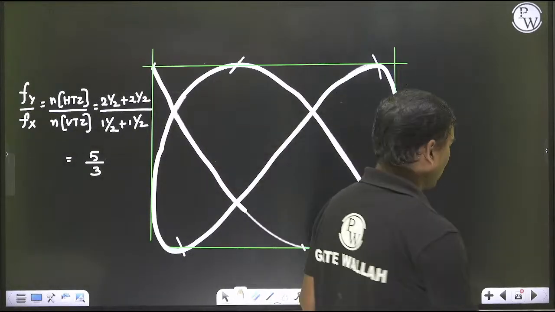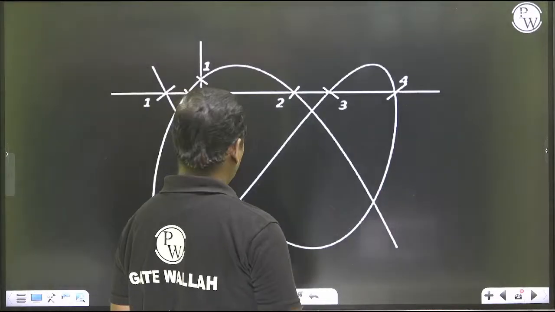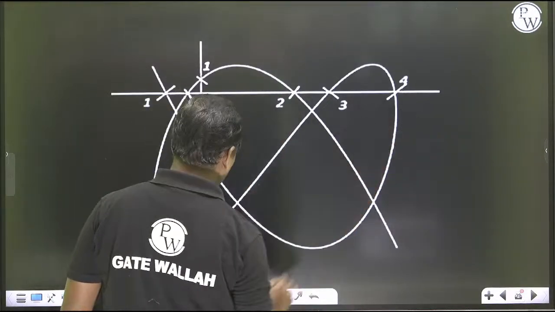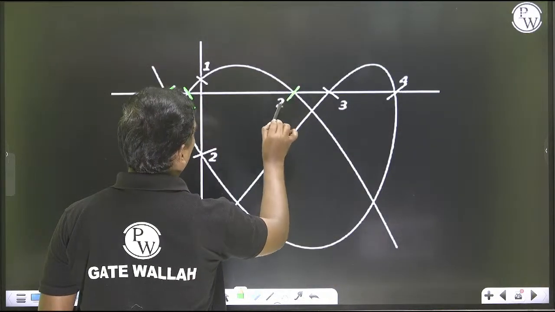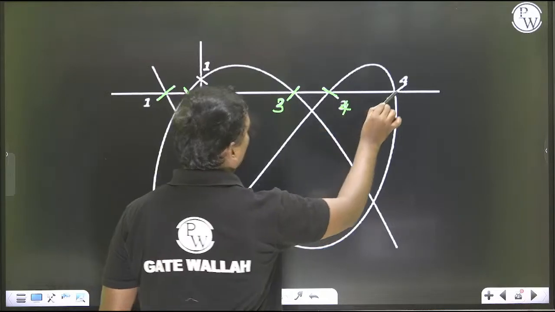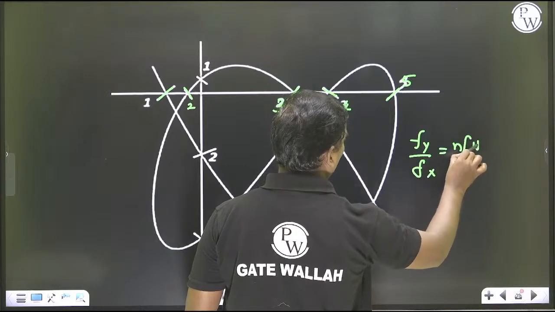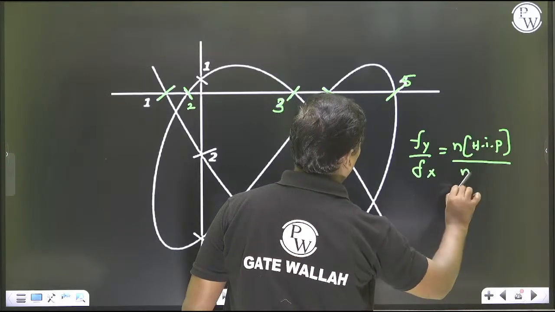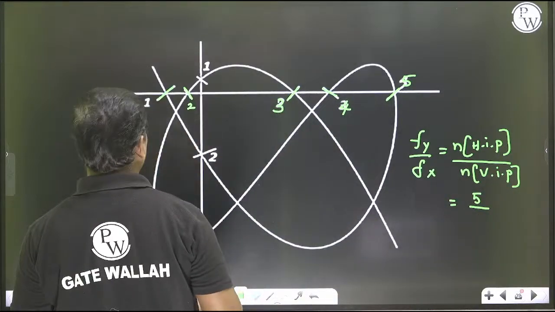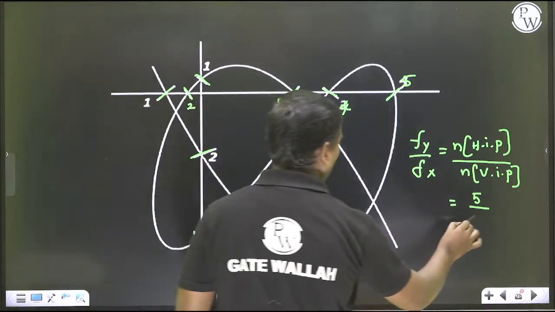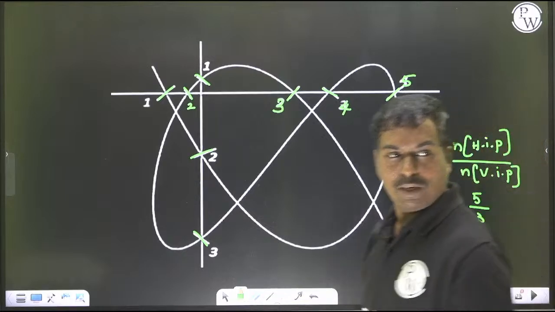Or else if you go with intersection method, that's the best thing. Intersection method, let us see here. So this intersecting line, I can take this is 1, this is 2, this is 3, this is 4, and this is 5. So number of horizontal intersection points divided by number of vertical intersection points, horizontal intersection points are 5, vertical, if you see, this is 1, 2, 3, so 5 by 3. Understood? That's it.